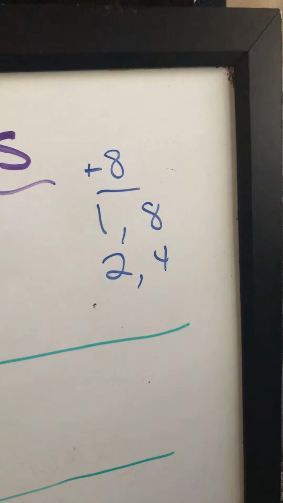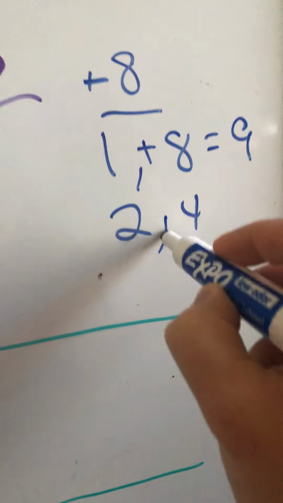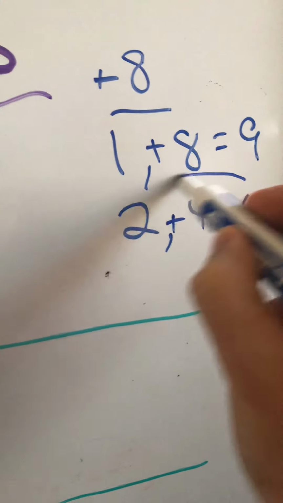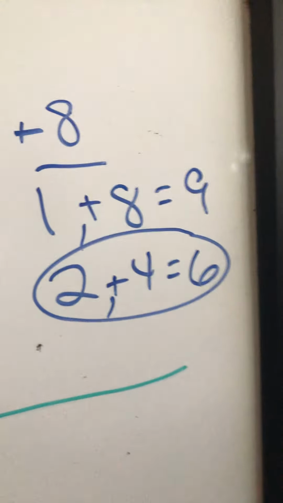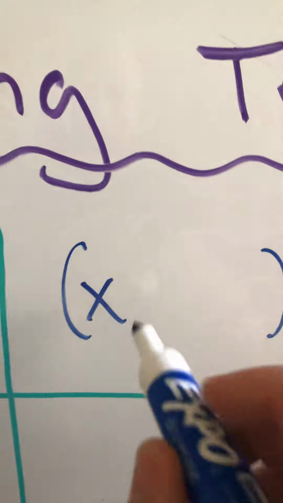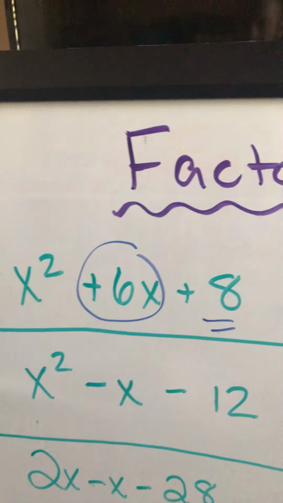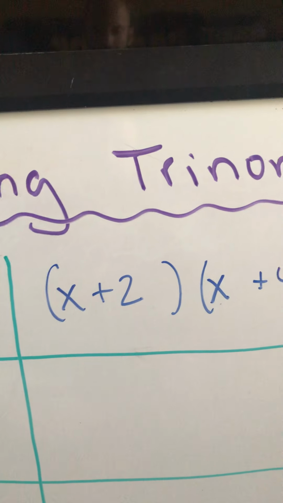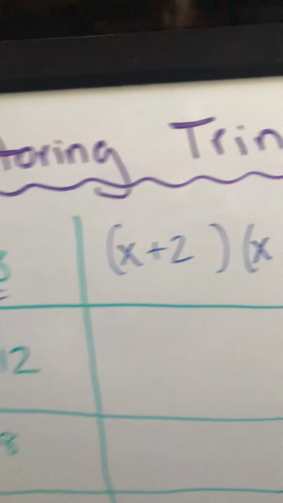So that means both of our numbers will be positive, and when we're adding, 1 plus 8 is going to give us 9, 2 plus 4 is going to give us 6. That's the combination we need because we need a positive 6. So with our 2 and our 4, we're going to put both those in since they're both positive. This is going to be a plus 2, and this will be a positive 4. So as you're factoring x squared plus 6x plus 8, the answer would be x plus 2 in one set of parentheses and x plus 4 in the other.